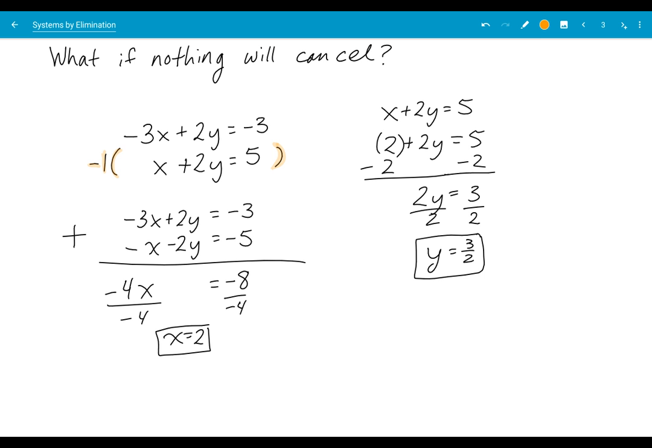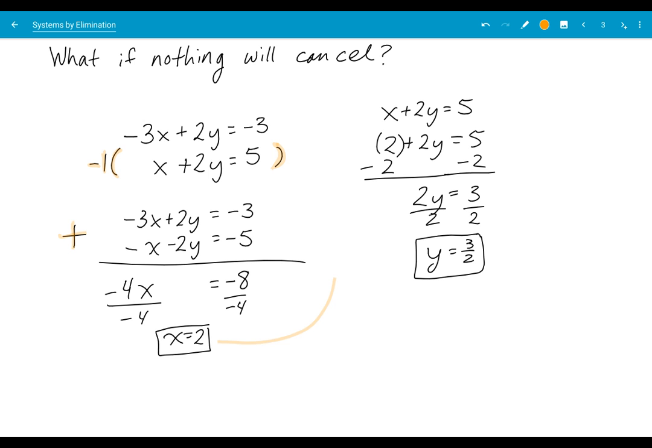When I do that, x turns into -x, positive 2y turns into -2y, positive 5 turns into -5. So this is my new equation that will eliminate. These are the equations that I'm going to add. You'll notice that the first one was just copied, and then the second one is with the multiplication that I just did. We're going to add them together, and remember, when we add two negatives, they just become more negative. So I end up with -4x is equal to -8. Divide and solve, I get x is equal to 2.